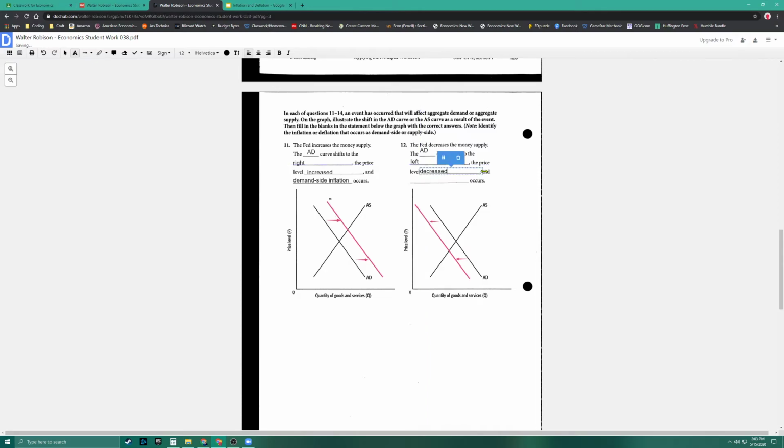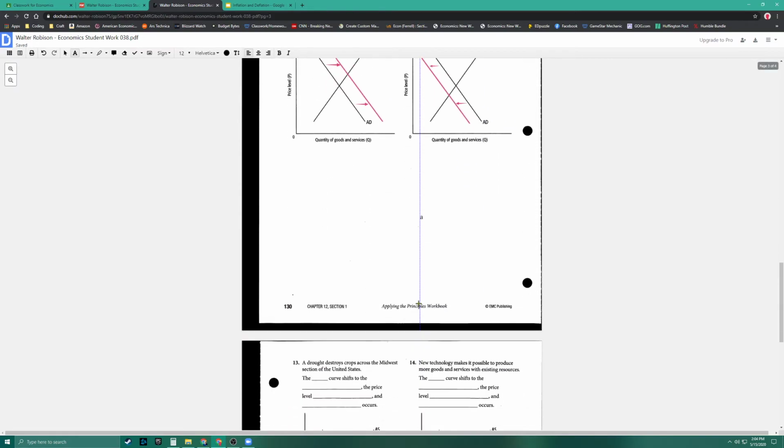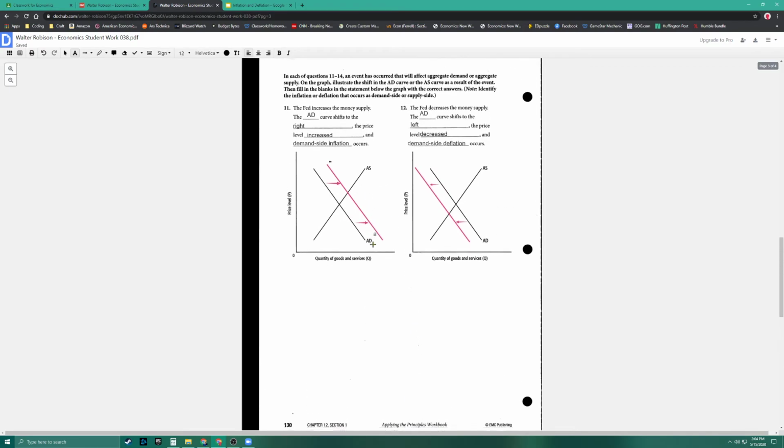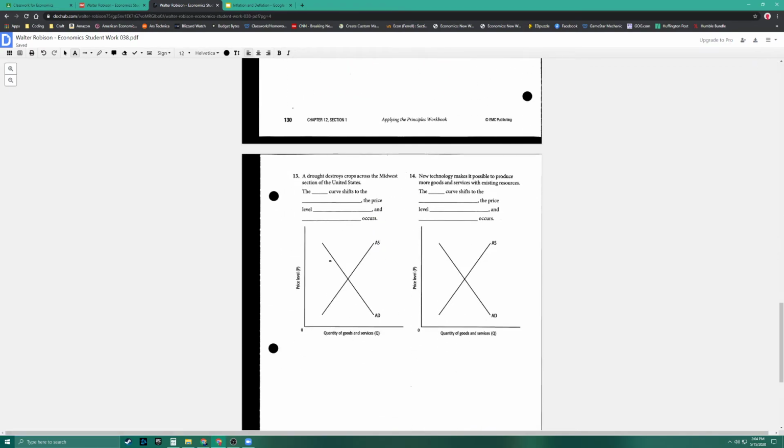All right. And then since this is still aggregate demand, what kind is this? It's not inflation because we're moving towards zero. So this is going to be demand side deflation. Okay. So boom, there we go. And if this was aggregate demand, you guys, what do you think this is? Very good, aggregate supply. So it says a drought destroys crops across the Midwest section of the United States.